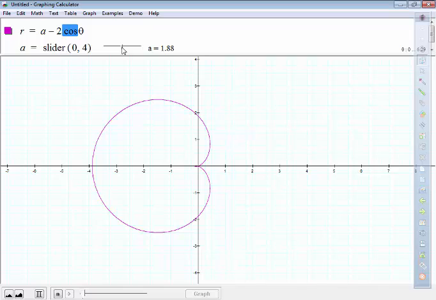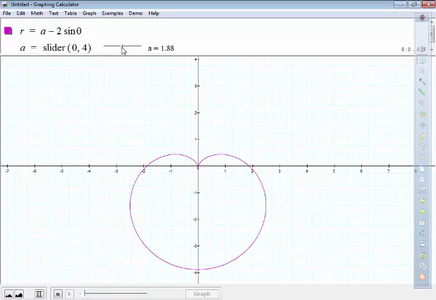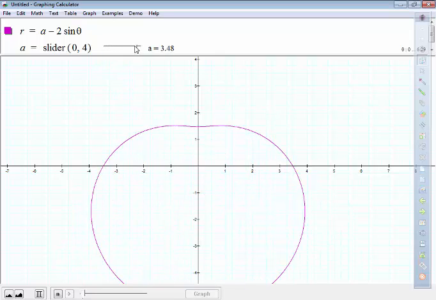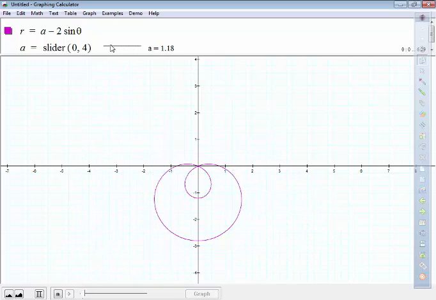It would rotate. Remember the difference between r is equal to sine theta and r equals cosine theta? One of them is in the positive y, and the other one's in the positive x. So if we change this into a sine theta, it's going to be up and down instead of sideways. But the same story happens when you make the changes.